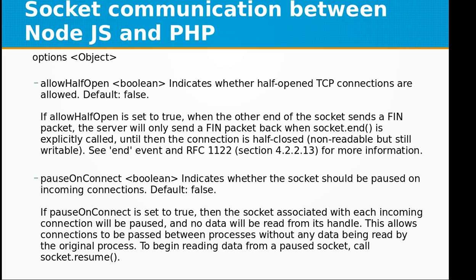The second option is pauseOnConnect. It indicates whether the socket should be paused on incoming connections. The default is false. If pauseOnConnect is set to true, then the socket associated with each incoming connection will be paused and no data will be read from its handle. This allows connections to be passed between processes without any data being read by the original process. To begin reading data from the paused socket, call socket.resume.